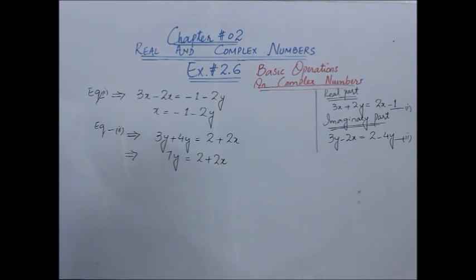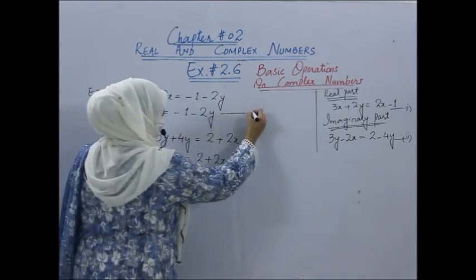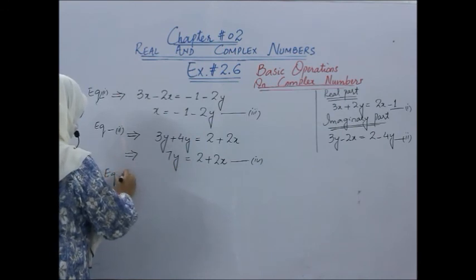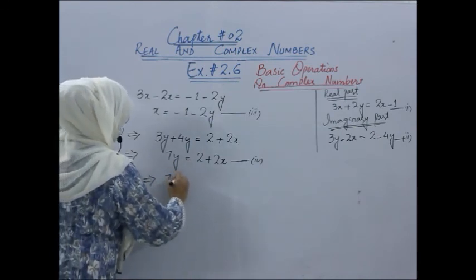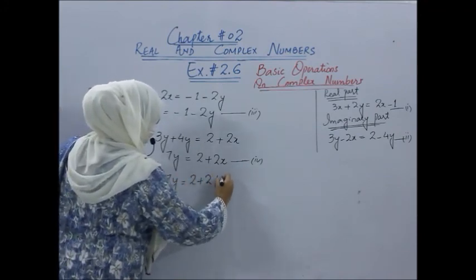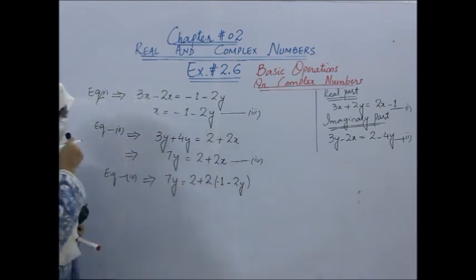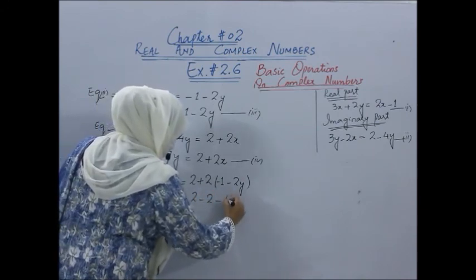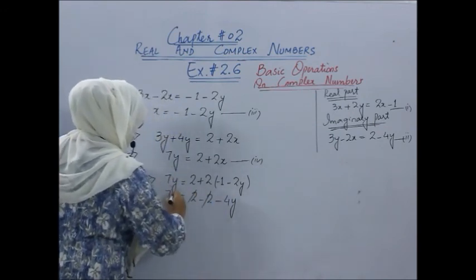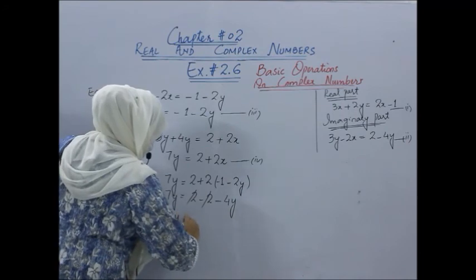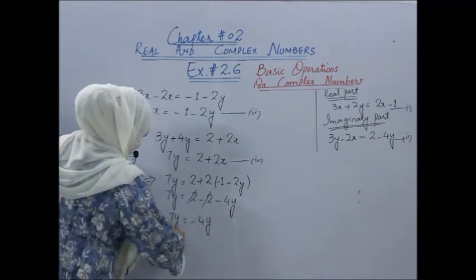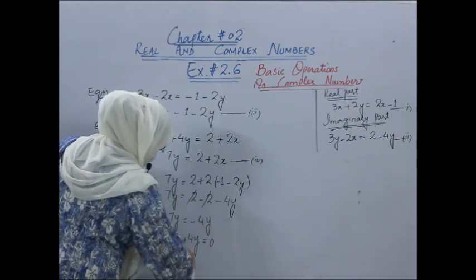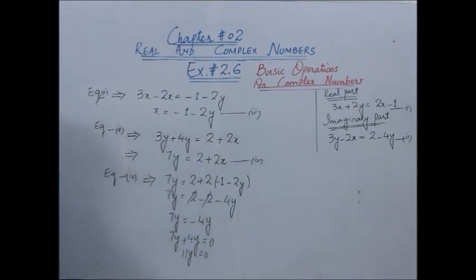So there are a lot of ways to solve it, but we will substitute the value of x from equation number 3 to equation number 4. Putting value of x from equation number 3 to equation number 4. So equation number 4 will give you what? 7y is equals to 2 plus 2 into minus 1 minus 2y. Now if we solve it, we'll have 2 minus 2 and then minus 4y. This will be cancelled with it. We'll have 7y is equals to minus 4y. Now how would we solve it? We will shift it to the right side. 7y plus 4y is equals to 0, which will give you 11y is equals to 0.